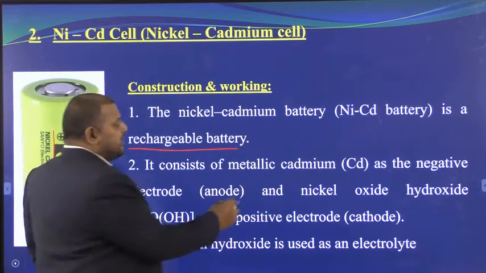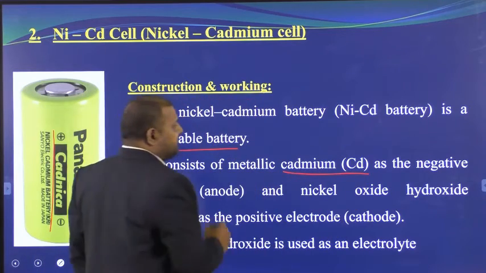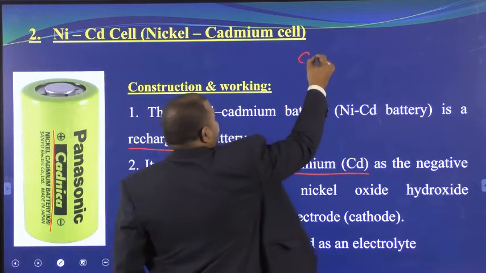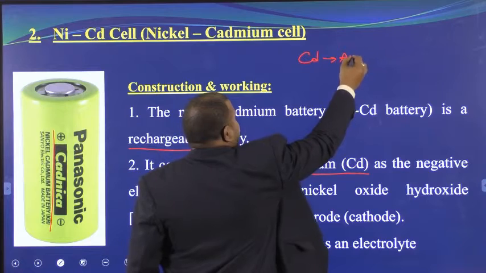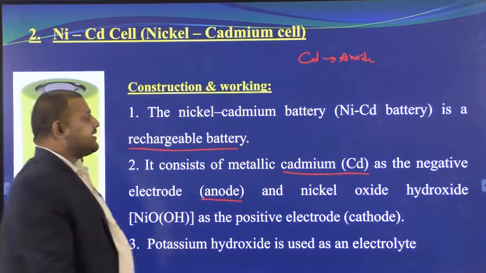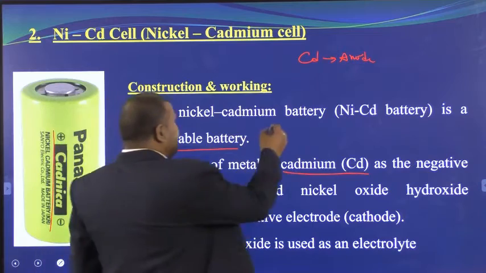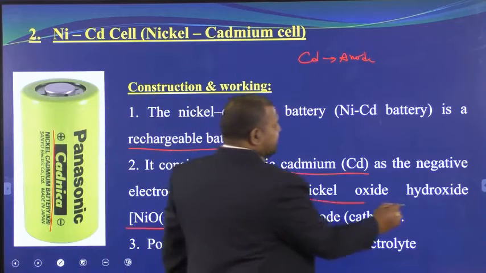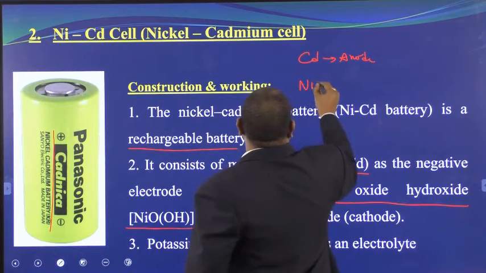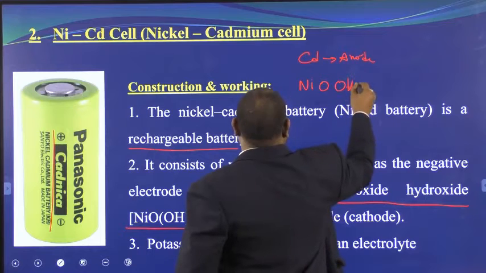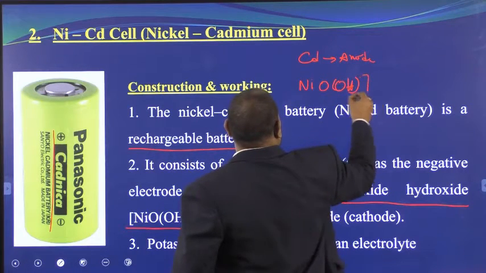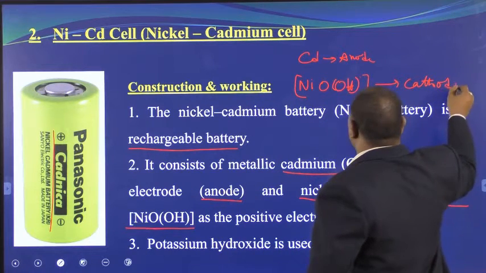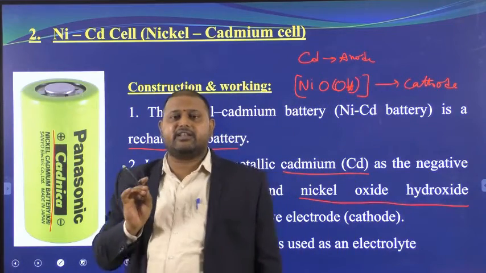It contains a cadmium rod. Metallic cadmium is the negative electrode, meaning anode. So cadmium is the anode. Automatically the cathode will be nickel, but you should not write nickel. I said it is nickel oxide hydroxide. Here we write nickel oxide hydroxide, NiOOH. We write like this. This is our cathode. Cathode is NiOOH. So it should be very clear.